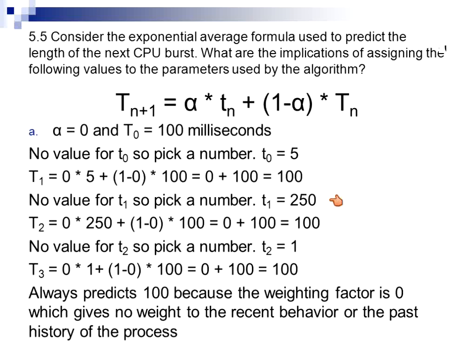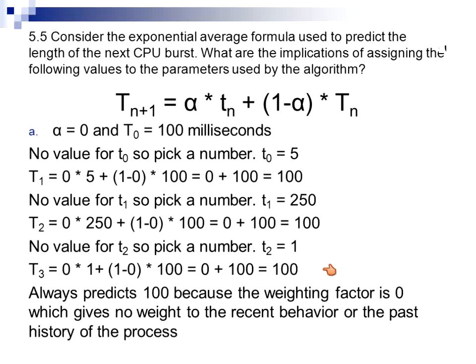I said there's no value for T1 again, so I'll pick a number. This time I'm going to pick a big number. Say if my latest CPU burst was 250, what answer is it going to come up with? And I went through the calculation again, and it still came up with 100. The third time, still came up with 100.